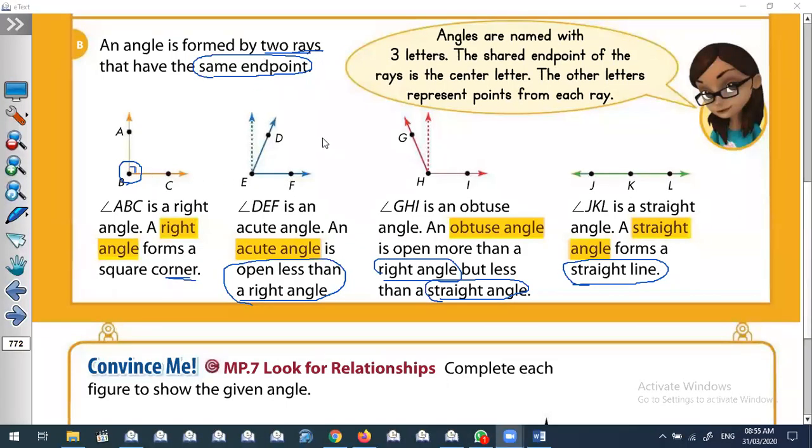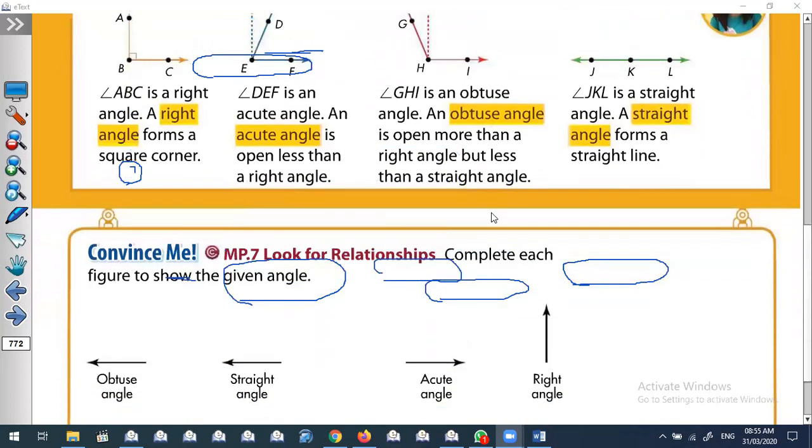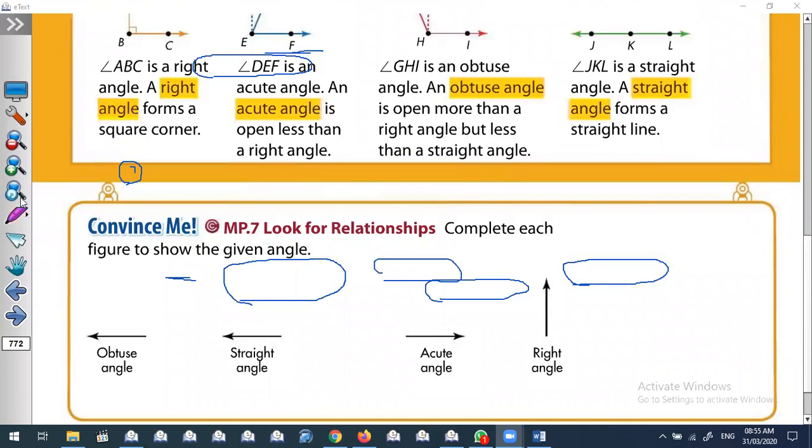So we have four types of angles: right, acute, obtuse, straight. Right has a square corner. Acute is a measure less than a right angle. Obtuse is a measure more than a right angle but less than a straight angle. A straight angle forms a straight line.